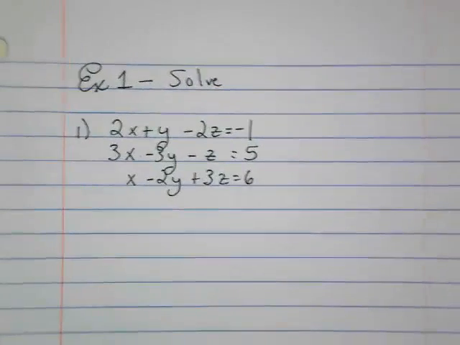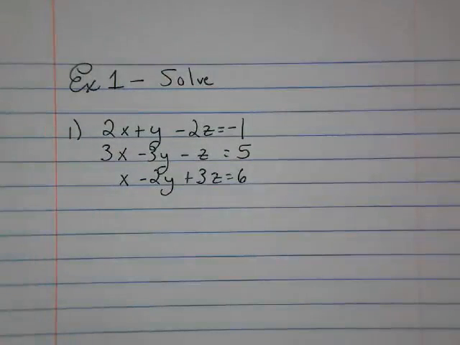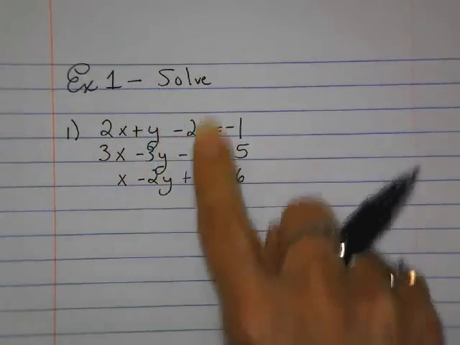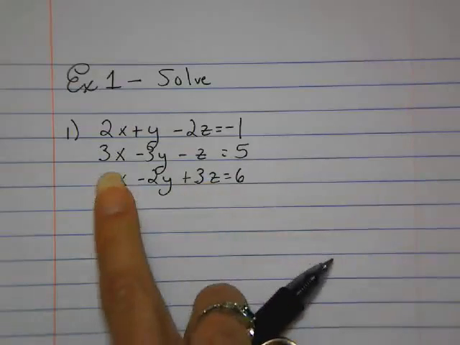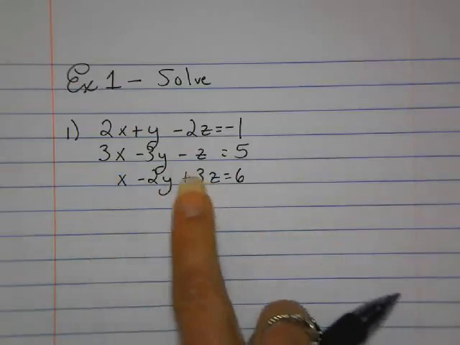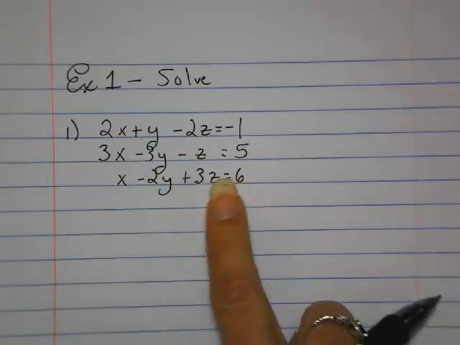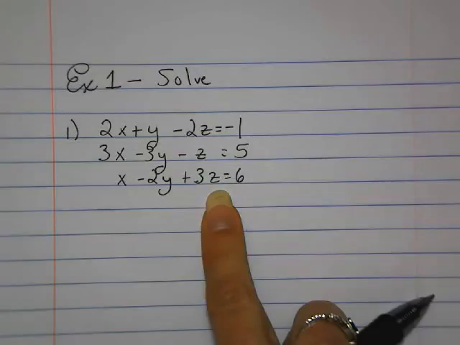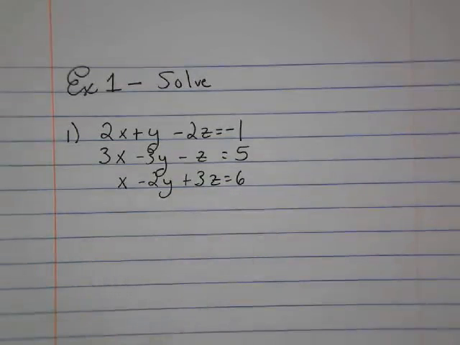okay? So this is the system I want you to solve. The first thing I want to do is get it down to just 2 equations and 2 unknowns. So I need to look at all 3 and decide, do I want to eliminate x? Do I want to eliminate y? Do I want to eliminate z? Okay? And it's a preference. Sometimes certain ones are easier than others.